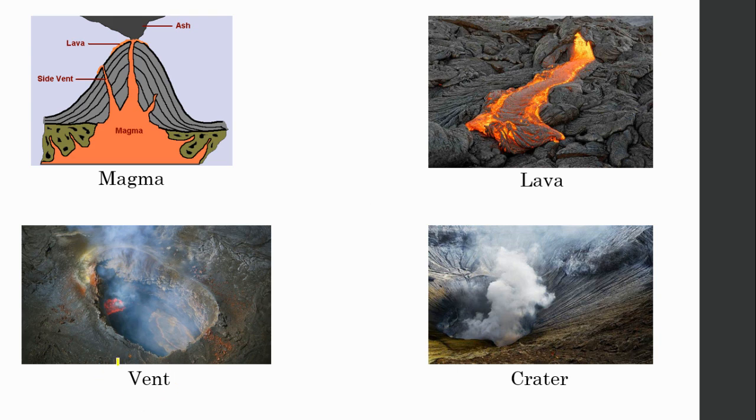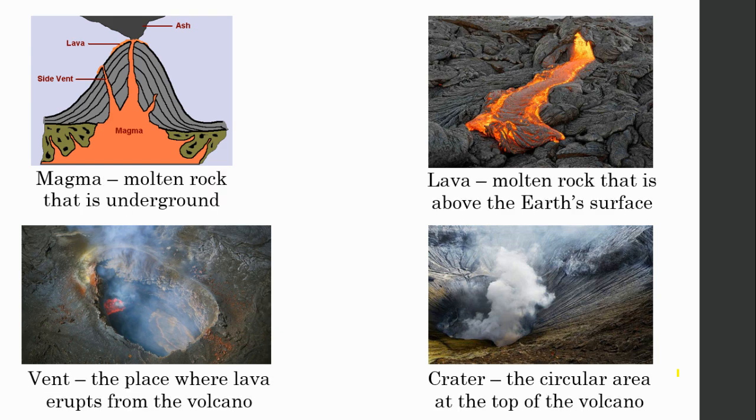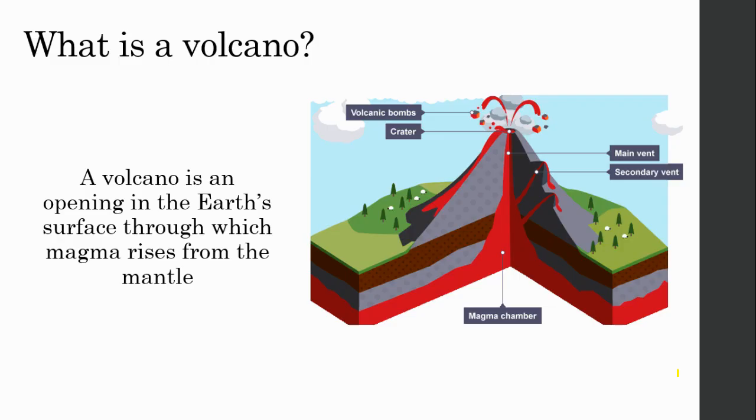Our next keyword is vent. Vent. So the vent is the place where lava erupts from the volcano. And our last keyword is crater. Crater. So crater is the circular area at the top of the volcano. So pause me now and read through them again if you want to go over our keywords again. Okay, great. Let's begin the learning for today.